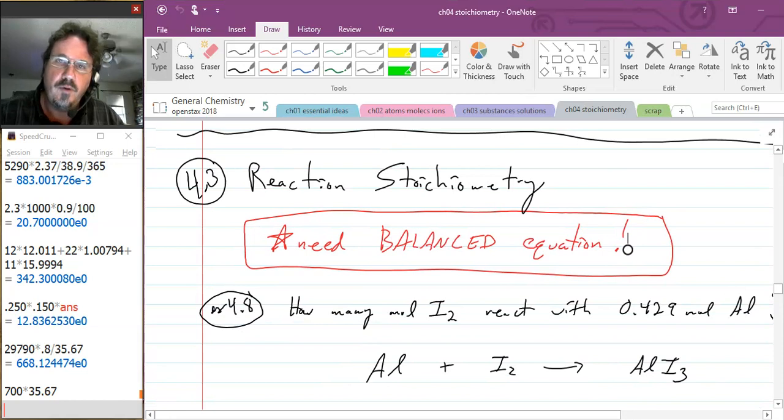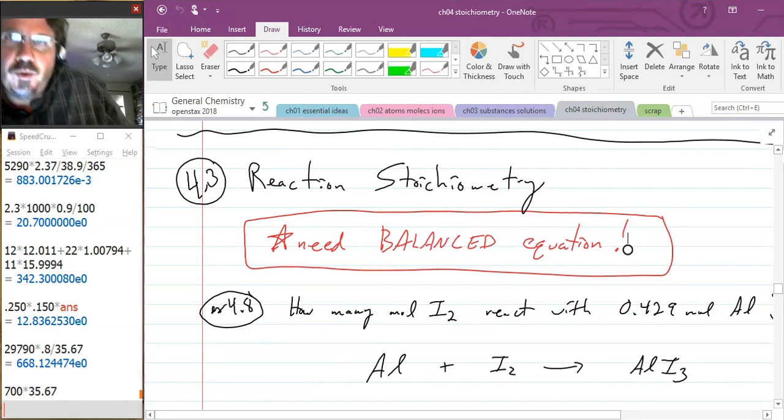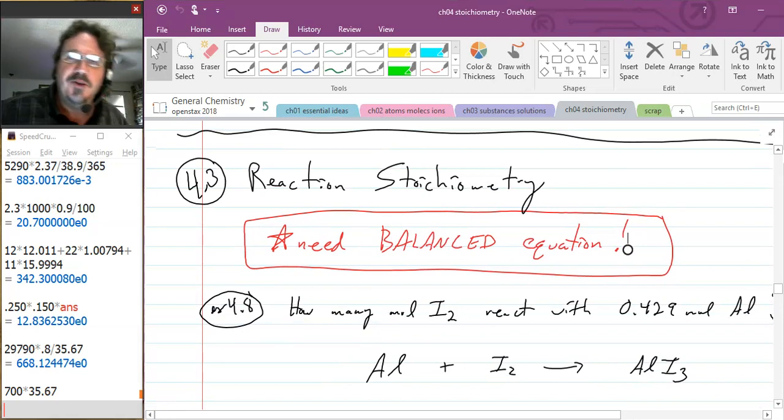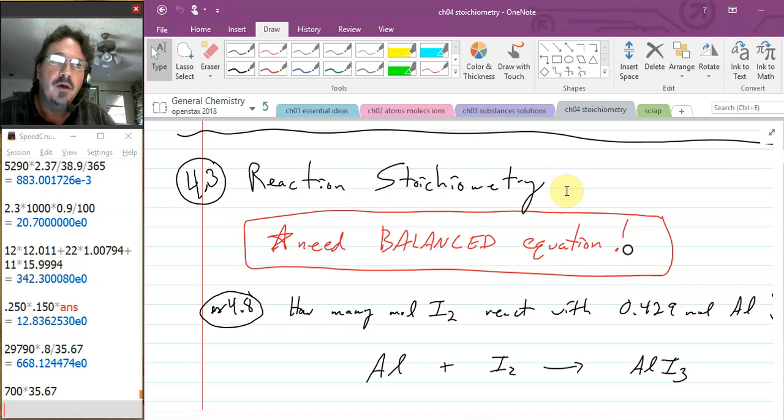Okay, 4.3 reaction stoichiometry. There's a word you maybe haven't seen before. Most people don't use that in daily life. Stoichiometry. All right. What stoichiometry is talking about is, if you have a chemical equation, which represents a chemical reaction, can we do numerical calculations using that chemical equation?